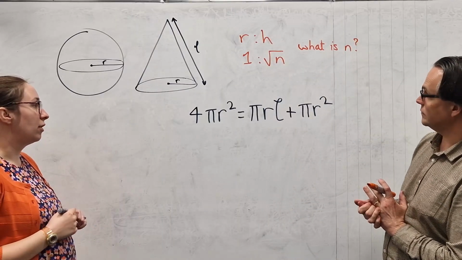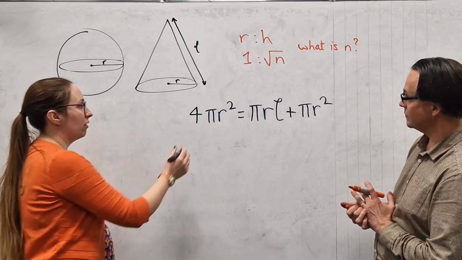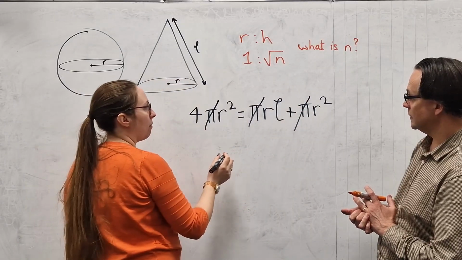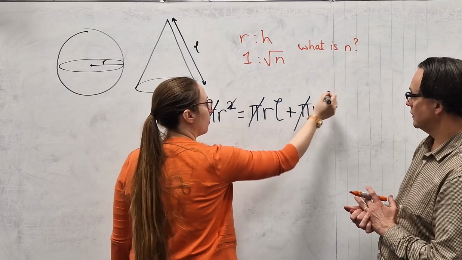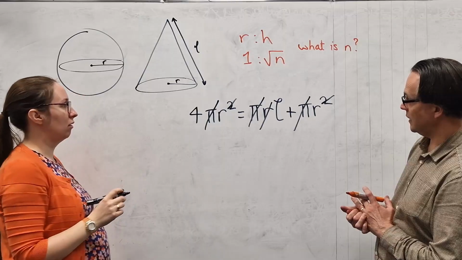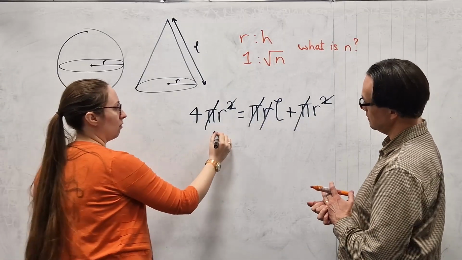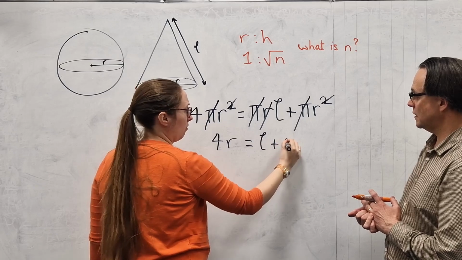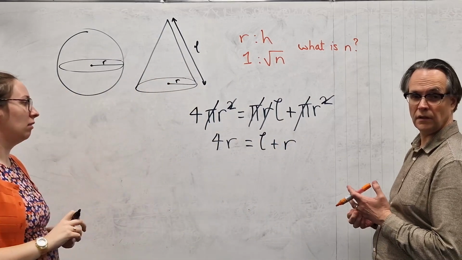Right. Do the same as last time. We'll start cancelling stuff out. So we can cancel a pi out in each one. We can cancel an r out in each one, can't we? Yeah, I think that's where we are at the moment. We said 4, we've got 4 out. Equals L plus R. This is nearly done, isn't it?